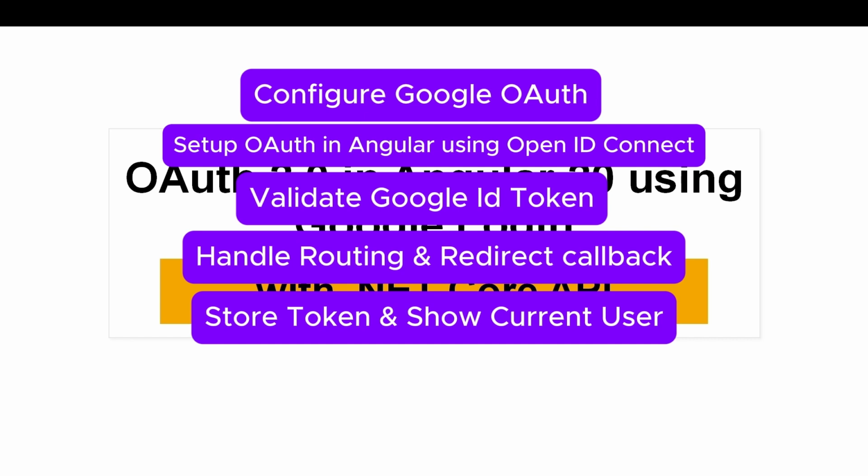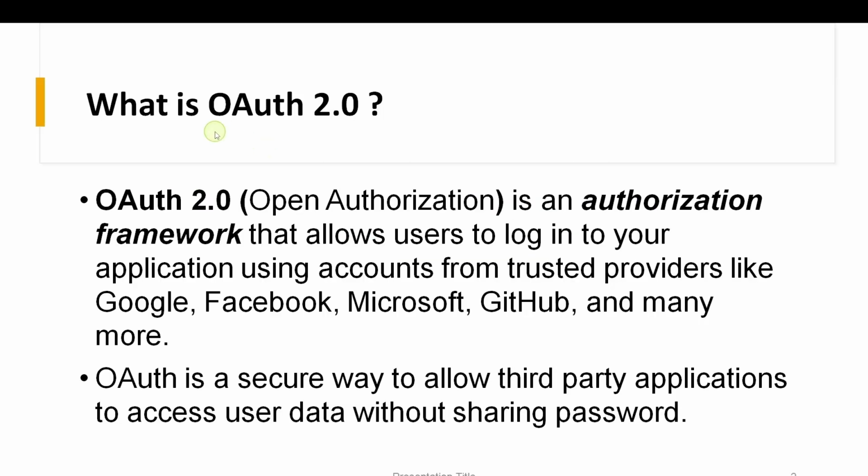Before we jump into the code, let's first understand what is OAuth 2.0. OAuth 2.0, which is Open Authorization, is an authorization framework that allows users to log into your application using accounts from trusted providers like Google, Facebook, Microsoft, and GitHub, etc. So, OAuth is a secure way to allow third-party application to access your user data without sharing password.